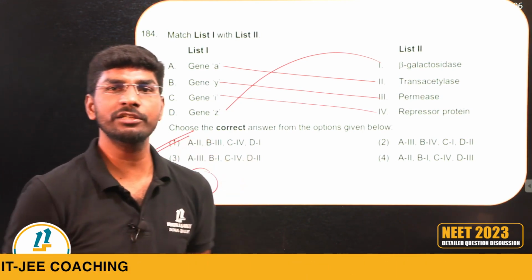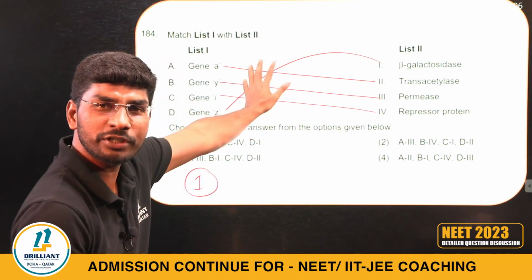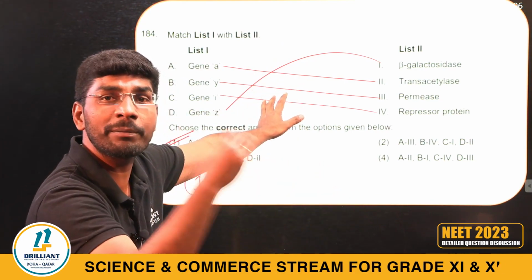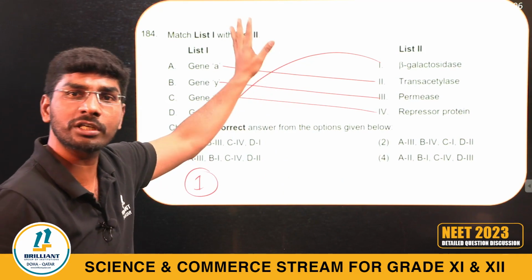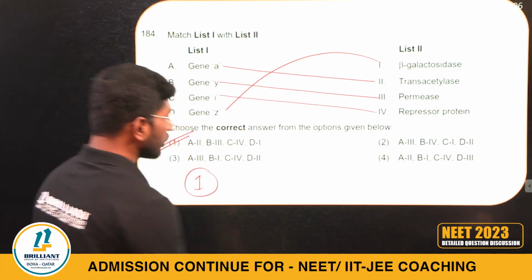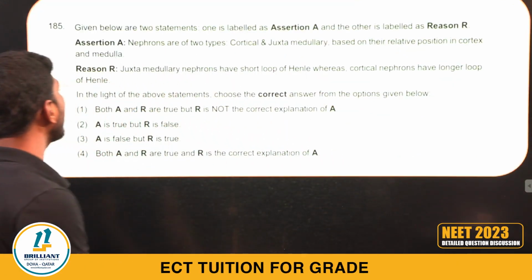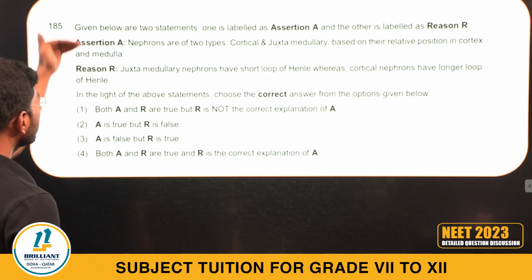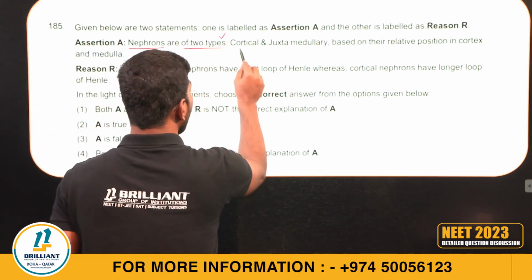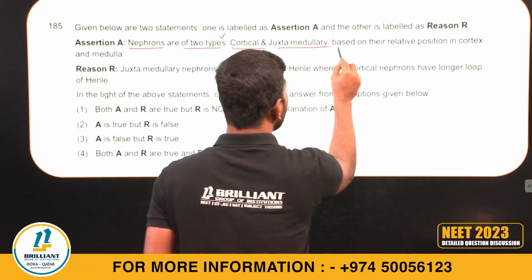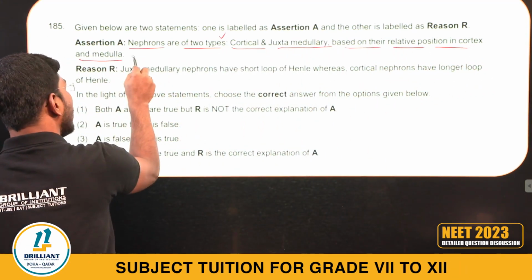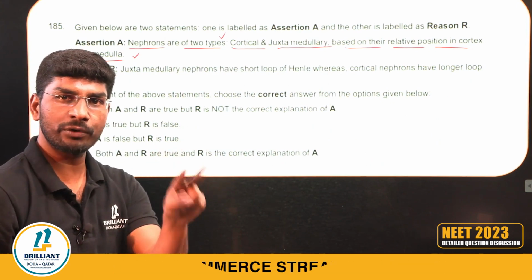Many questions we predicted for students before the NEET examination. Same question. There is no difficulty in the level, and we discussed the same type. We have also predicted this type of lac operon question, especially gene type questions. 184, option 1. 185. Assertion reason 2 are given. Nephrons are 2 types. Correct. Cortical, juxtamedullary, based on their relative position in the cortex and medulla. Absolutely correct. 2 types of nephrons are there.